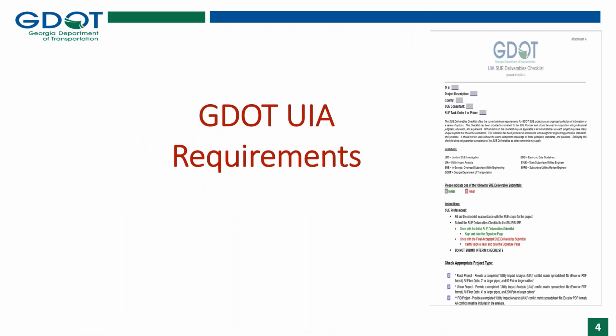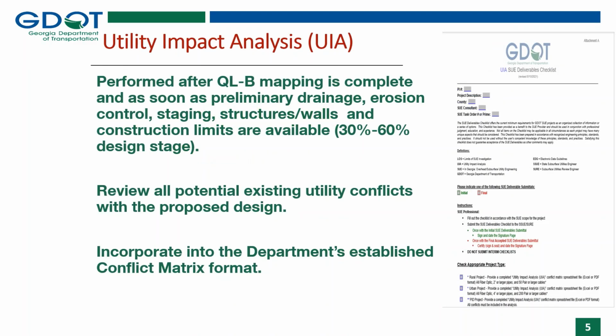GDOT UIA requirements. The utility impact analysis is typically performed after QLB mapping is complete and as soon as preliminary drainage, erosion control, staging, structures and/or walls, and construction limits are available, basically 30 to 60% design plans. The purpose is to review all potential existing utility conflicts with the proposed design. Incorporate these details in the department's established conflict matrix format.